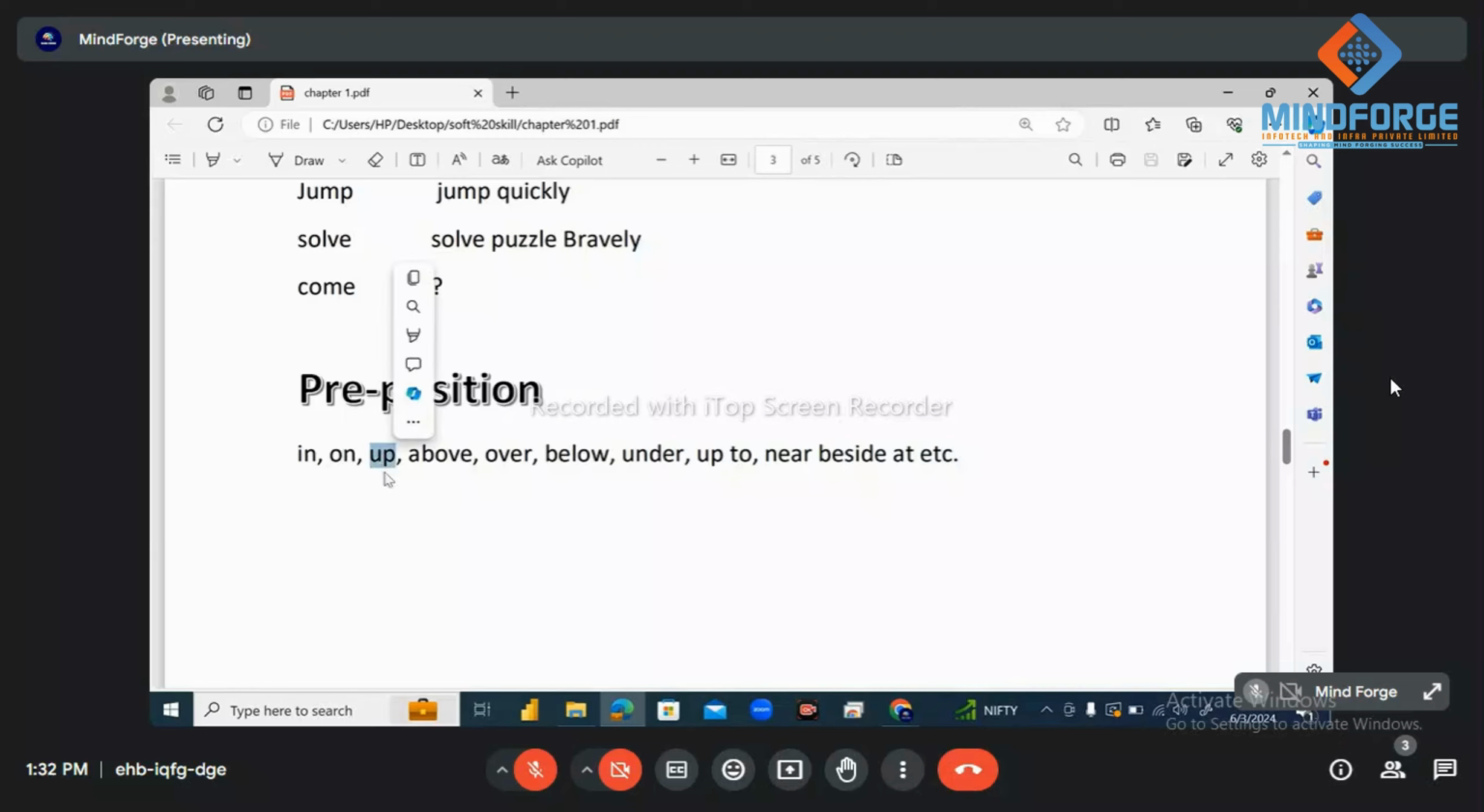Okay, up in the sky, right? Above, right? Over, okay? Below, under, up to, okay? Near, beside. So this kind of preposition we are going to use in sentences, right? For example, I am sitting on the chair, right? My laptop is on the table, right? My legs are under the table. Okay, so like this you are going to use the prepositions, and you have to create sentences using all these terms.